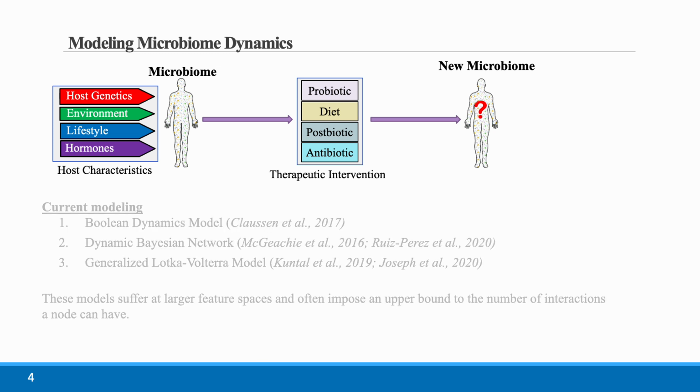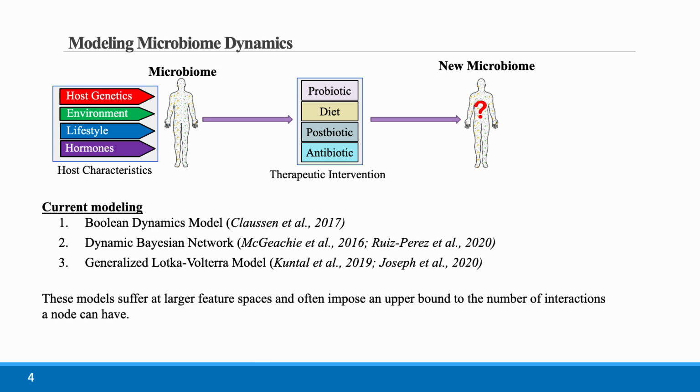For this task, previous methods have focused on either network-based modeling, using Boolean or dynamic Bayesian networks, or generalized Lotka-Volterra models to create a set of differential equations. However, these models are not scalable and suffer at larger feature and sample spaces. This is becoming a problem as technology is now allowing us to sequence at higher resolutions of microbial diversity, as well as to be able to generate more samples at reduced costs.